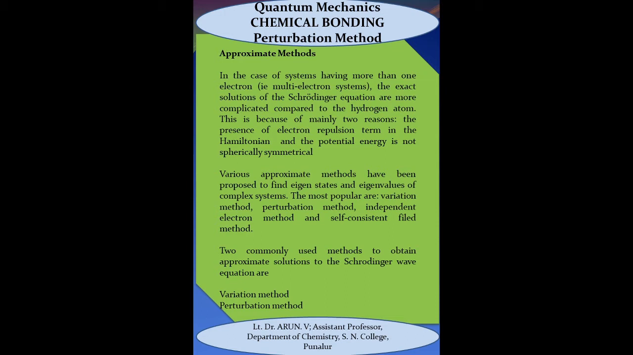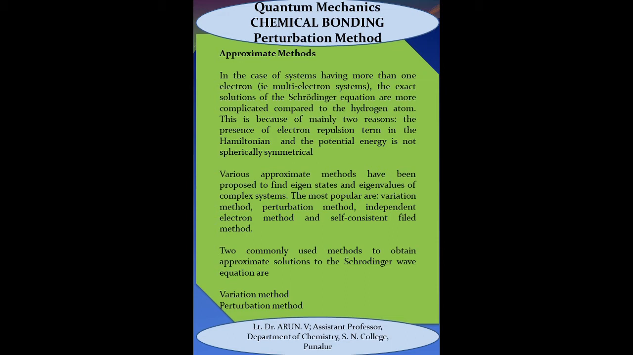systems which have a potential energy which is not symmetrical. In that case also the solution of Schrodinger equation will become very difficult. So in order to solve the Schrodinger equation for multi-electronic systems, various approximation methods have been used. By using those approximation methods, we have to find out the solution for Schrodinger wave equation of multi-electronic system. That is, we have to find out the eigenstates and the eigenvalues of such systems.